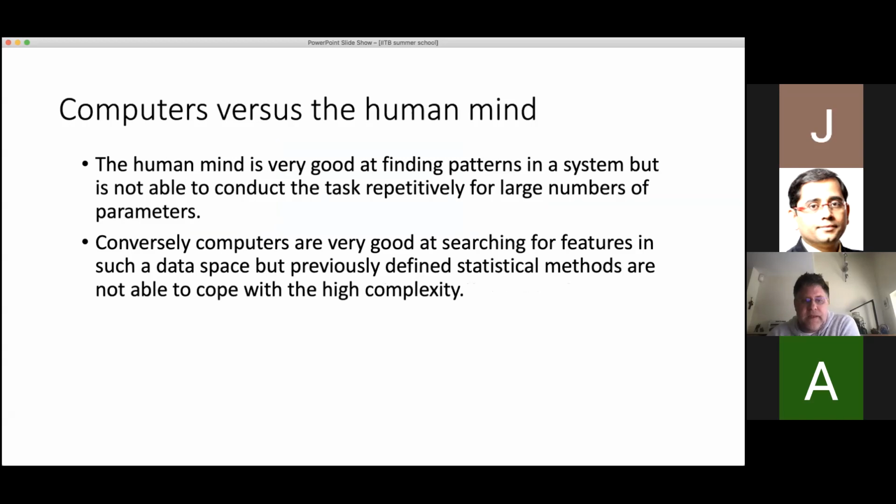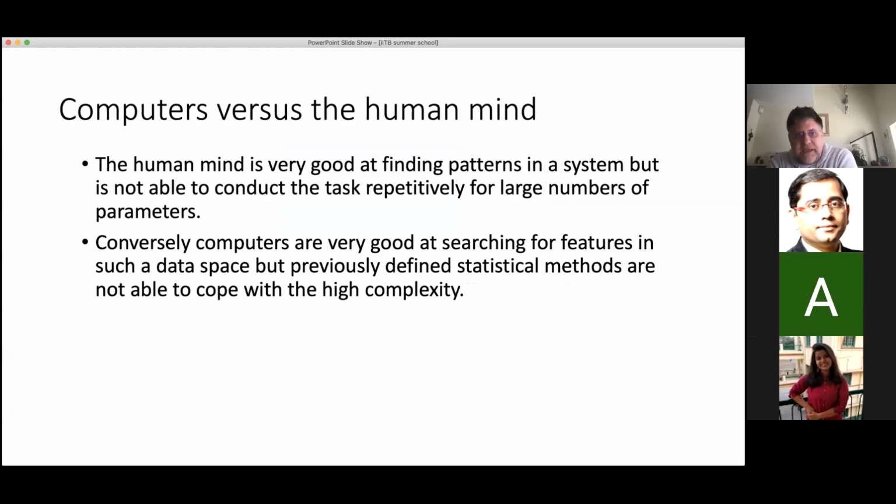Now, the human mind is very good at finding patterns, but it can't conduct a task repetitively for large numbers of parameters. Whereas computers are very good at searching systematically through such complex data and finding patterns from that. And this becomes particularly important in the era of big data.